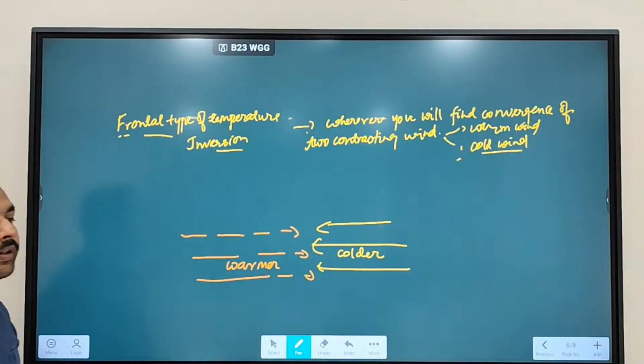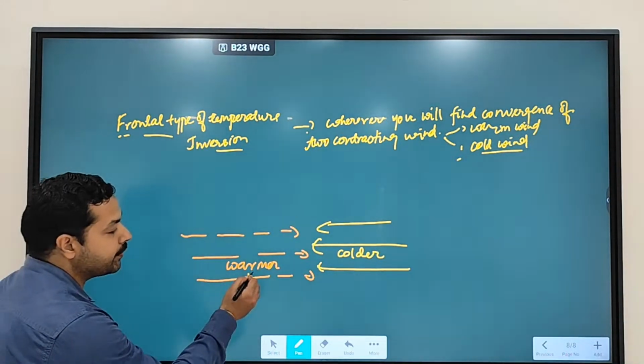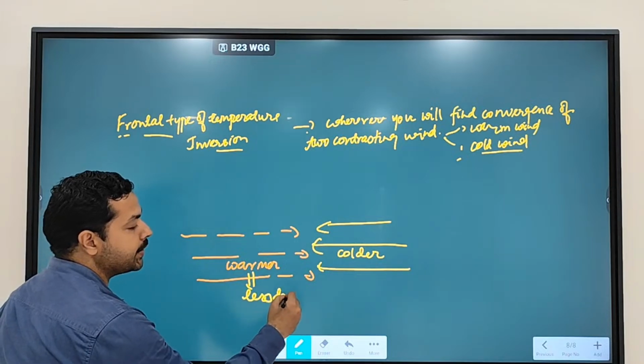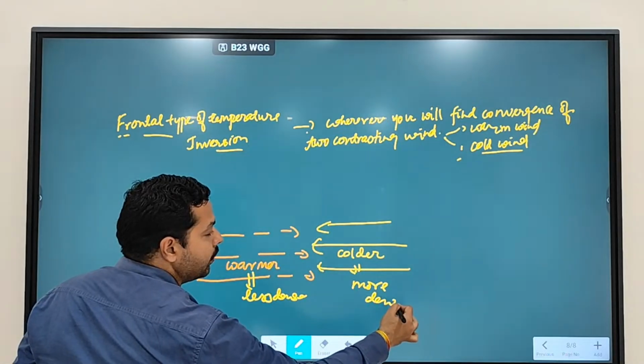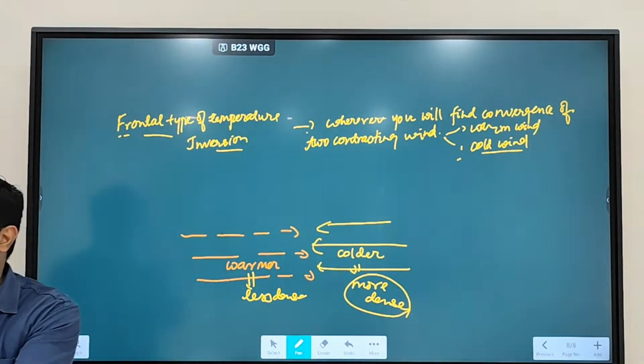When these two winds meet, what will happen? The wind becomes warmer. Any other thing? Then the warmer wind will rise up and the colder will stay below. What you see is, warmer wind means what? As we discussed, less dense. Colder wind means what? More dense. Clear? Because colder wind contracts, its volume is low.